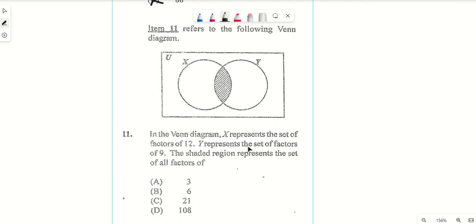In the Venn diagram, X represents a set of factors of 12 and Y represents a set of factors of 9. The shaded region represents a set of factors of, what do they have in common? We multiply, which is 108. This would be the factors of 108.